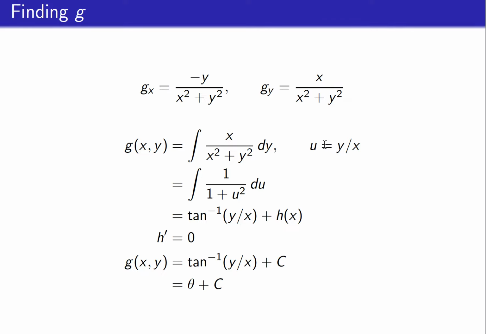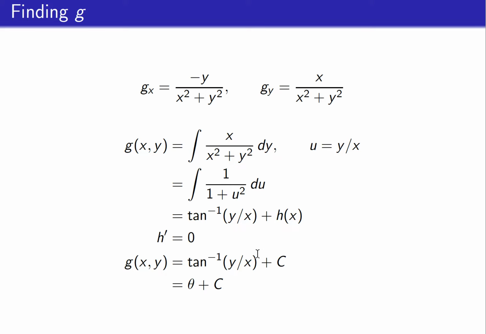Do this substitution. U is equal to y over x, and then just plug it in. You get the integral of 1 over 1 plus u squared du. I'm skipping a step here, but you can fill in the details. This is arctangent of u. U is y over x. This is arctangent of y over x plus an arbitrary function of x. Okay, take the partial derivative with respect to x, match it to this, you'll see h prime is 0. Anyway, G is going to be arctangent of y over x plus c.